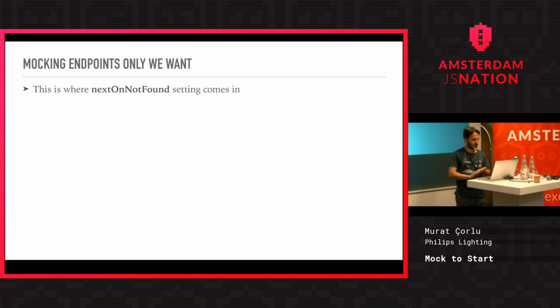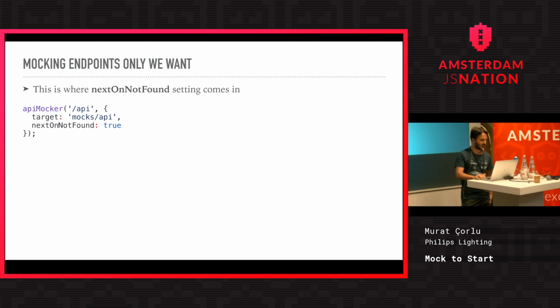Normally, when you are using Connect API Mocker, if there is no mock definition for the requested URL, it will simply return a not found error. That means you need to define all endpoints of your API to work with your application with the mocking approach. But this is not very cool, right? Sometimes we just want to test or mock only one endpoint of our REST API. This is why we have a next on not found setting.